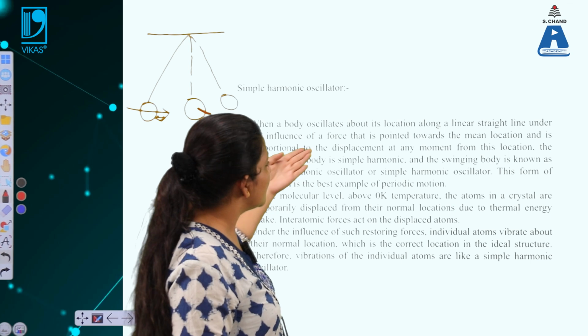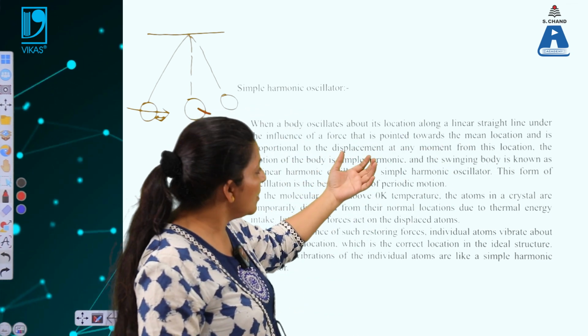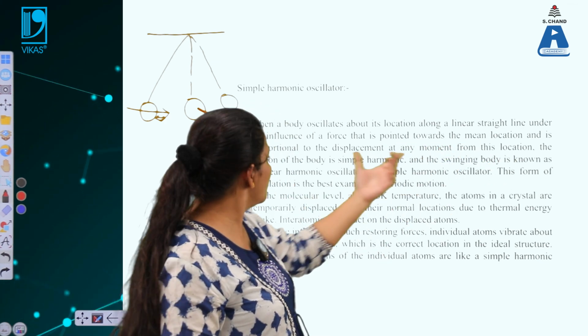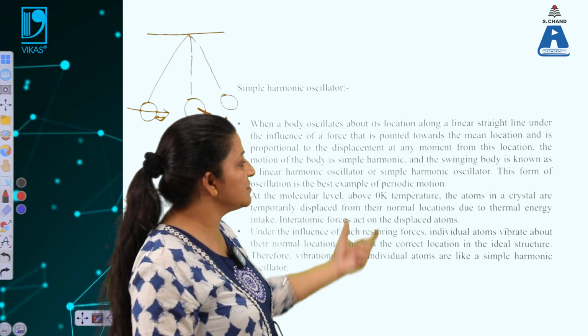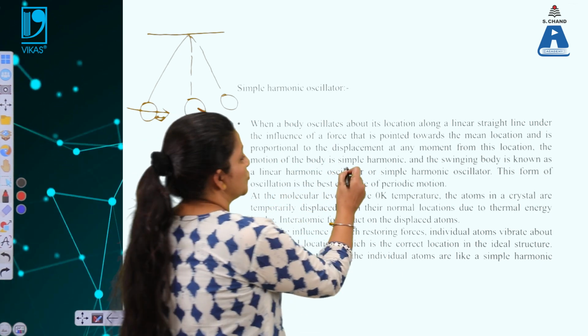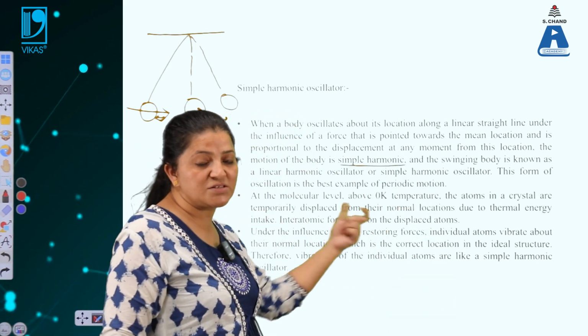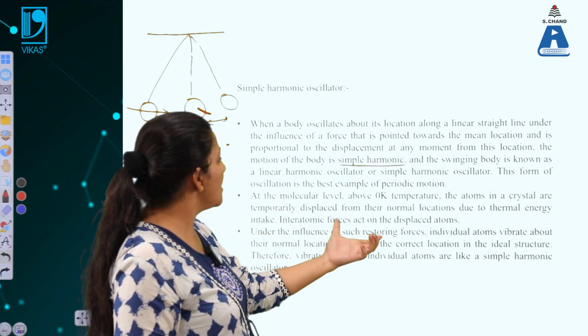The force applied towards the mean location is proportional to the displacement of the body at that point. Such kind of motion of the body is known as simple harmonic motion. That means the body starts swinging. It will swing from one position to another position.